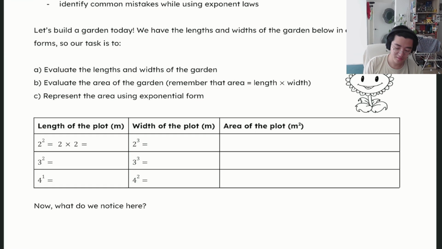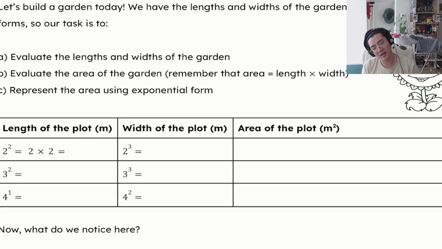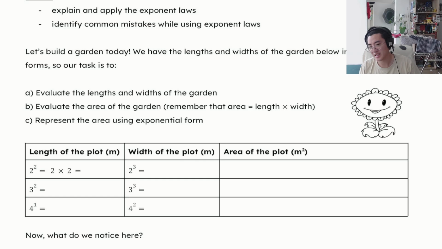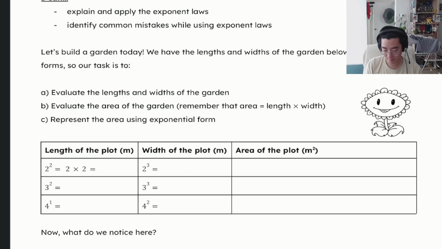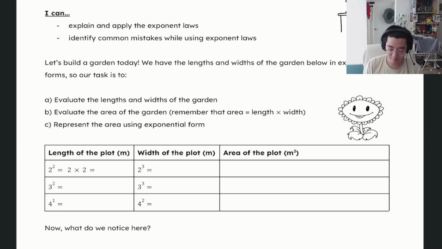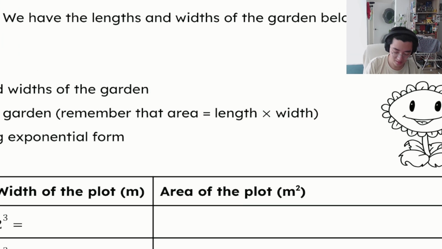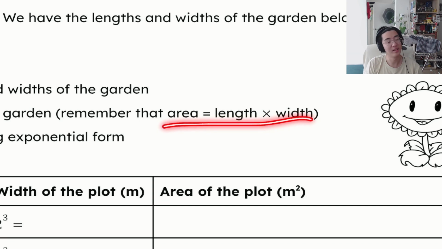Following our BEDMAS, we're going to learn how we can use exponent laws to manipulate exponents. Let's start with an example of a garden. Say for the garden we have our length and width and want to find the area of said garden. And of course, we just have to remember the area is just length times width.